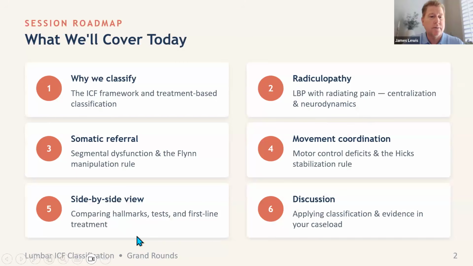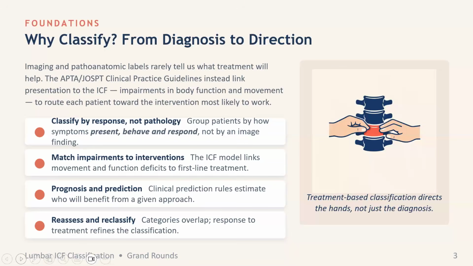So if we start with looking at the why, we just talked about that, but then what we're going to actually talk about is radiculopathy, we'll look at somatic referral, we'll look at movement coordination impairments. We'll look at this in a single slide. We'll discuss the pieces, and then at the very end, we'll give you a printable takeaway that you can use in the clinic.